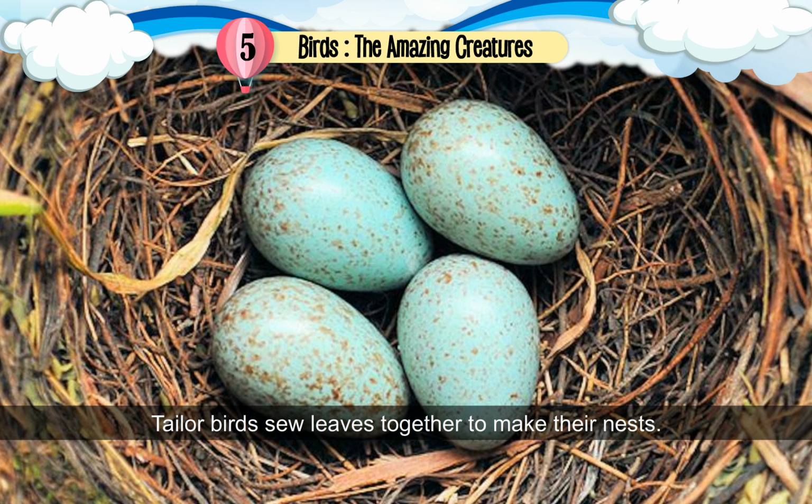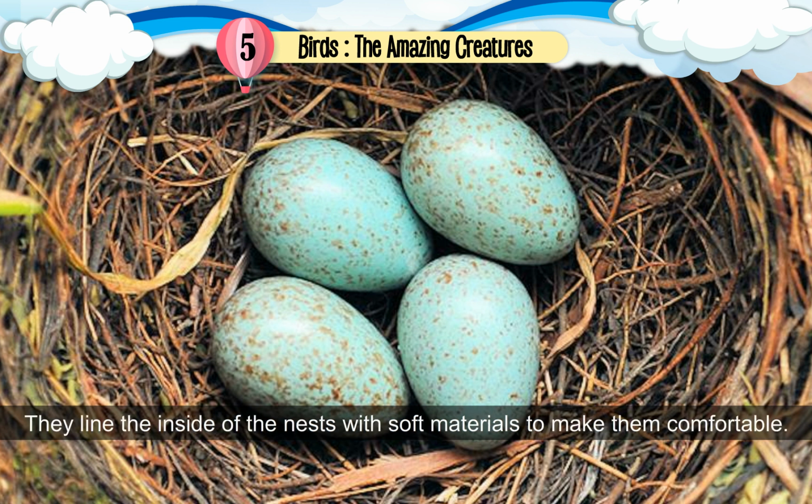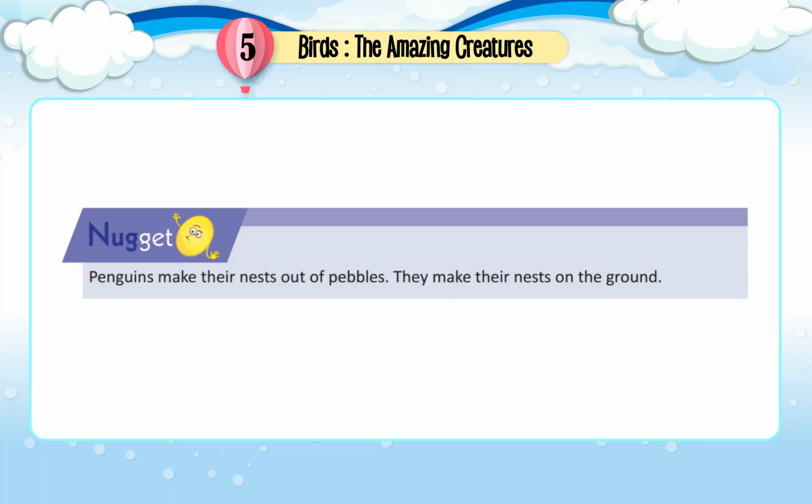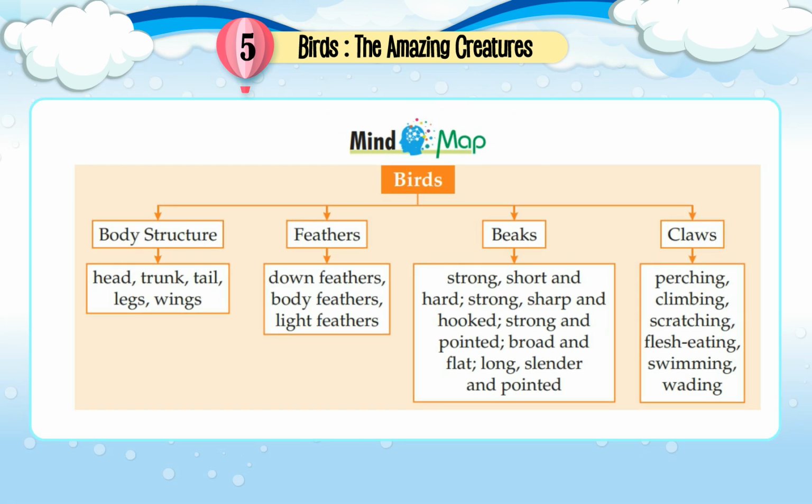Tailor birds sew leaves together to make their nests. They use their beaks as needles to sew broad leaves together to make nests. They use straws, plant fiber, and thread for stitching. They line the inside of the nests with soft materials to make them comfortable. Nugget: Penguins make their nests out of pebbles. They make their nests on the ground.